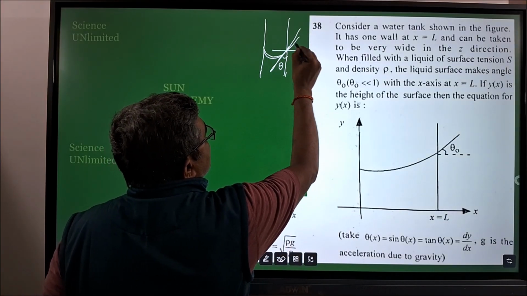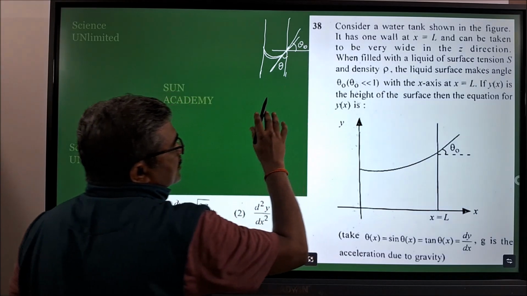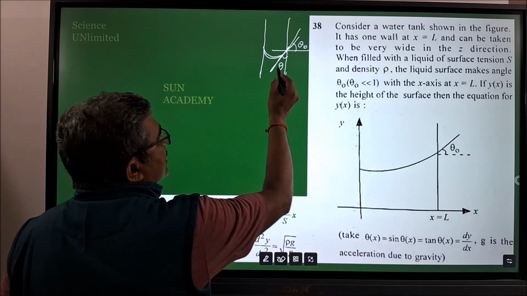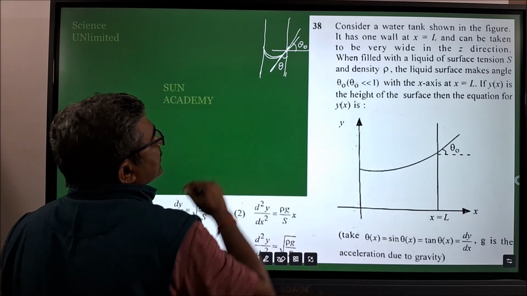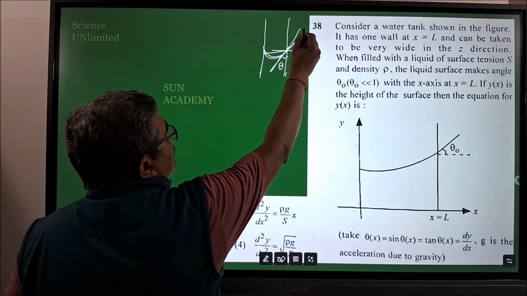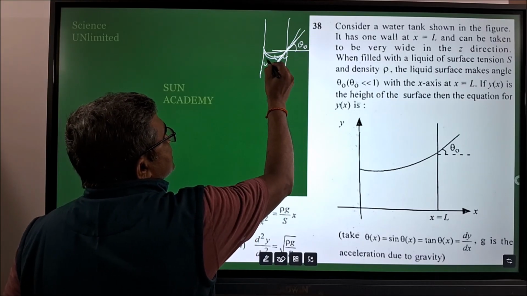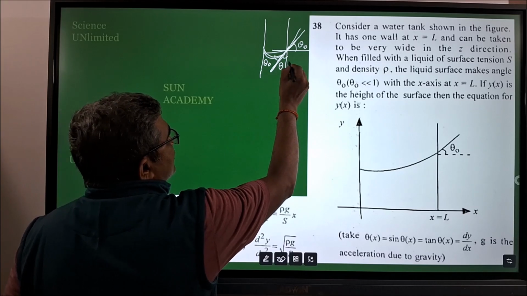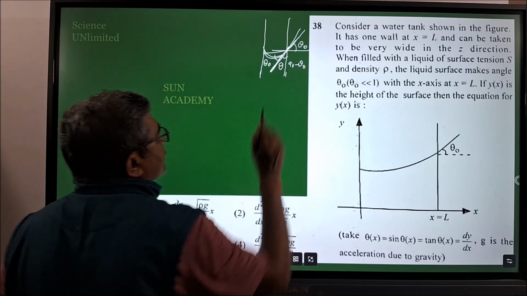They have given this theta naught. The meniscus line is making angle with the horizontal, but here the meniscus angle is measured with the vertical. So if you extend the lines, this is theta naught, and the actual meniscus angle will be 90 minus theta naught.